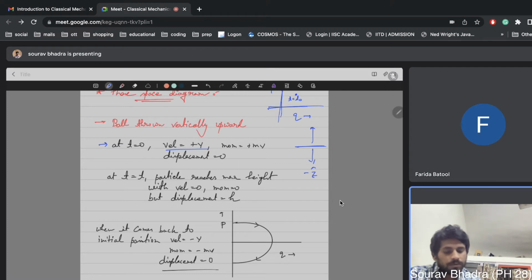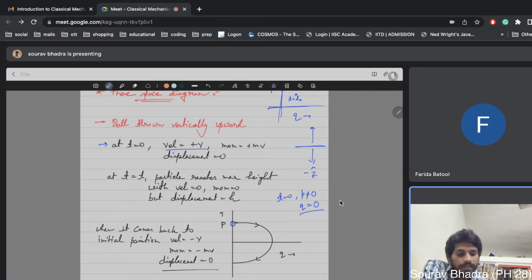So it is v. Then the momentum is mv, and at the time of throwing, the displacement is 0 because the ball is just in your hand. It has not covered any distance. So at t equals 0, p is non-zero and q equals 0. q is the displacement and p is the momentum. So your phase space diagram will start from this point, where I have a positive p, which is plus mv, and 0 displacement.